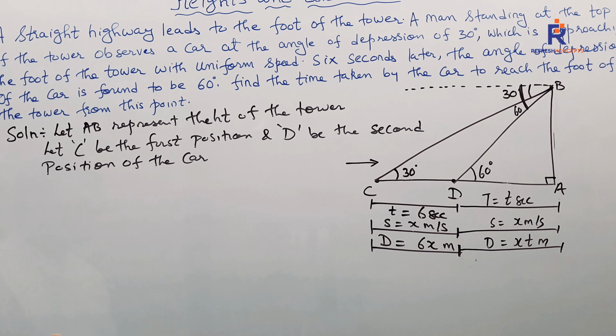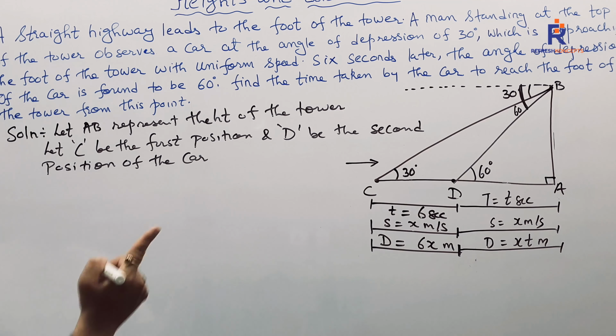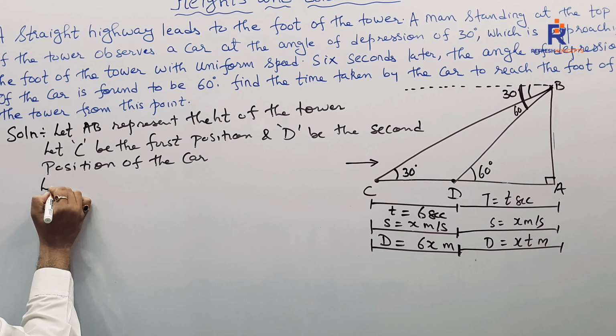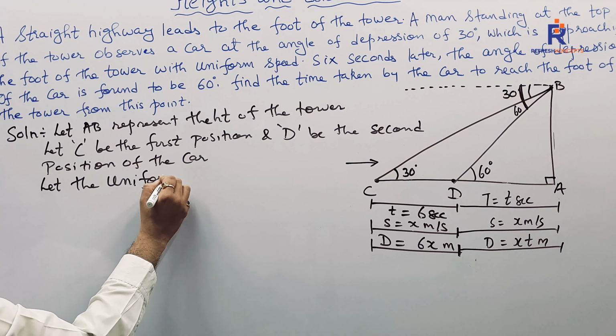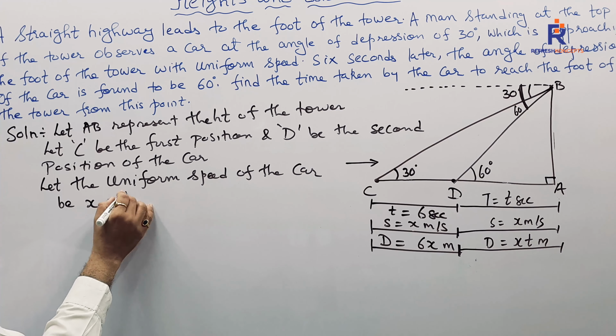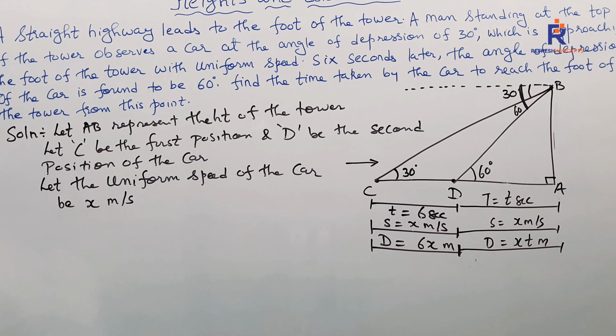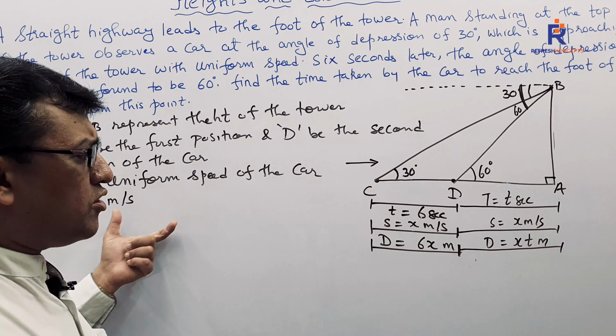Mind you, the time frame from C to D is 6 seconds. Thereafter, are we aware that the car is moving with some speed? Yes. So we say let the uniform speed of the car be x meters per second. Children, I have given everything in my diagram, so I need not write down all the things over here.